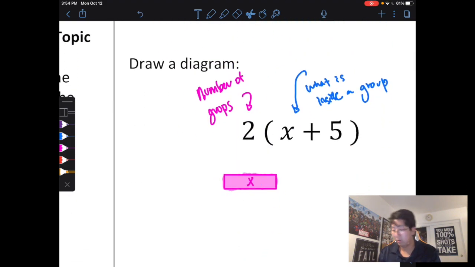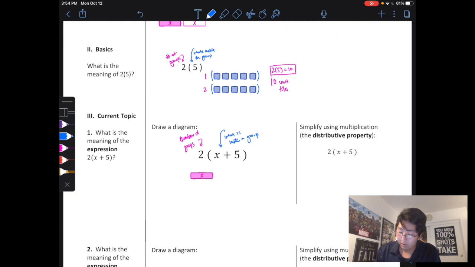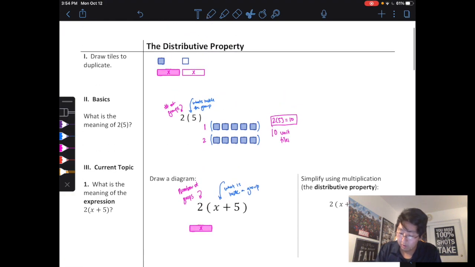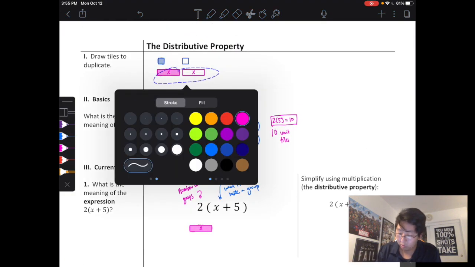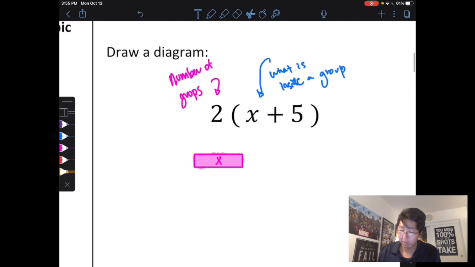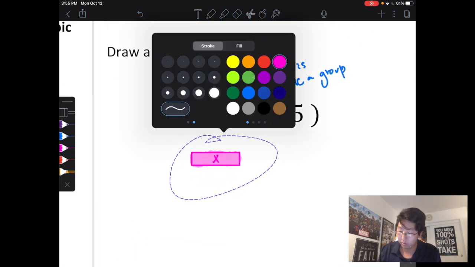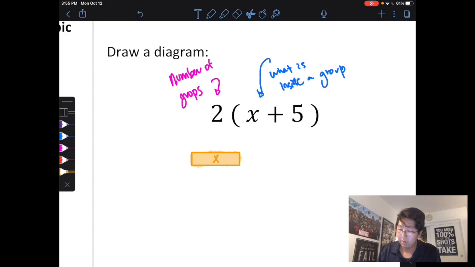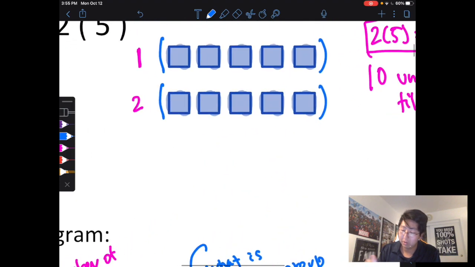So here's 1, right? Maybe that was a mistake using pink there. Actually, I'm going to change that right now. I'm going to change the x tiles to, let's just use purple, or orange. That's what I've been doing. I'm going to change this to orange. Okay. So I have an x tile, and in this group, I have x, and I need to draw plus 5. Now, luckily, I already did plus 5 right here.